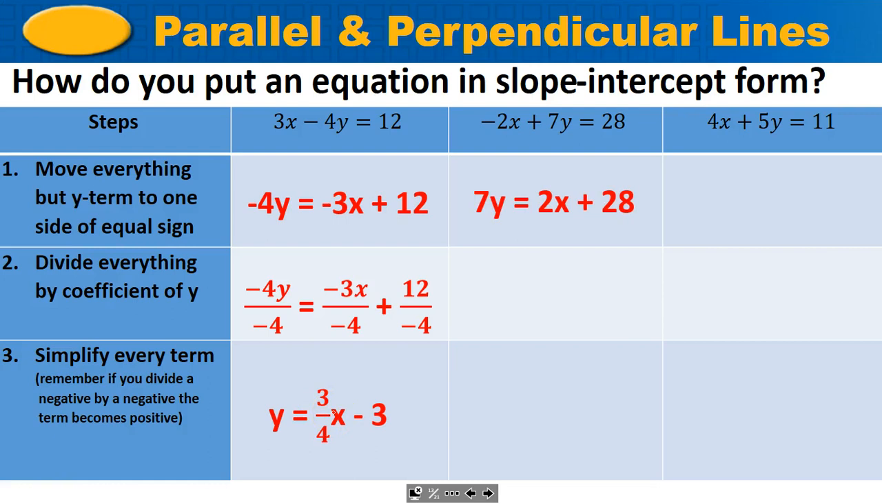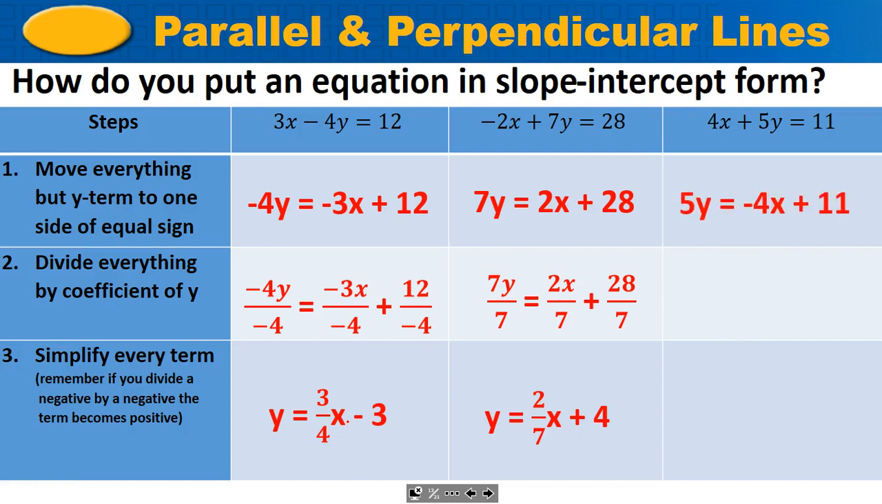So here again, we added the 2x to both sides, and we're going to divide everything by 7. So this is going to be y is equal to 2/7 x plus 4. On this next one, we're going to subtract the 4x. We're going to divide everything by 5. And I always like to change that y-intercept into an actual number so that I can plot that, because I don't know where 11/5 is, but I do know where 2.2 is, or I can at least estimate it.